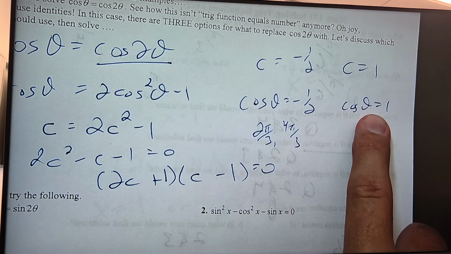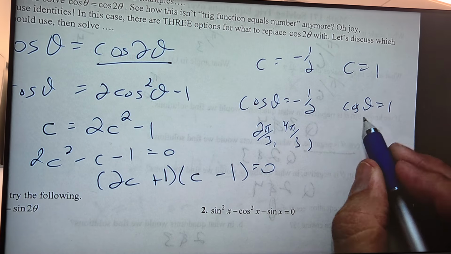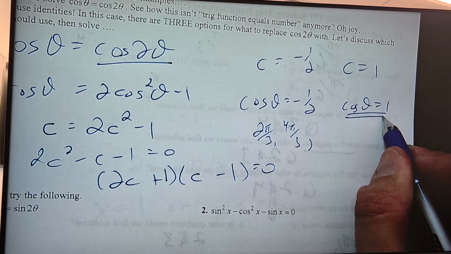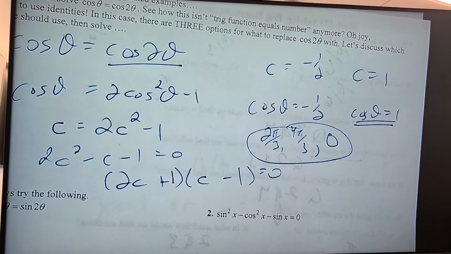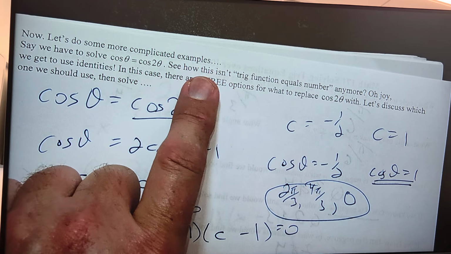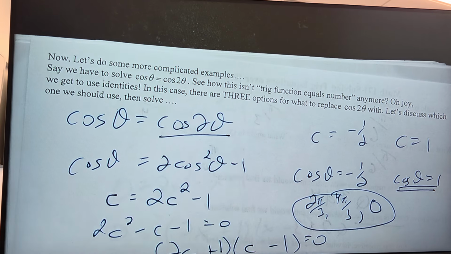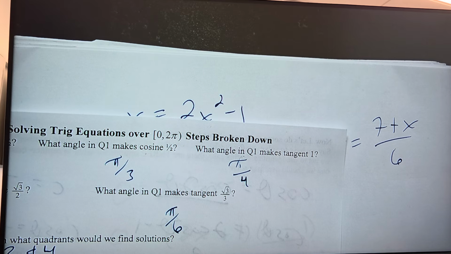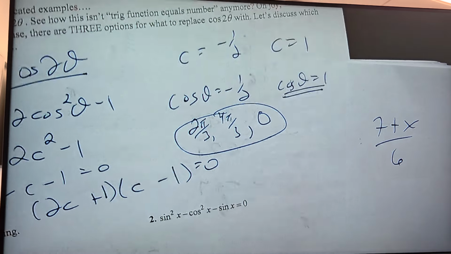What makes cosine 1? What angle makes cosine 1? 0. Good. And 2 pi, but do you see how I'm not... Did I put it up here? No, but again, it's the whole thing. Because 2 pi is 0, so, okay.